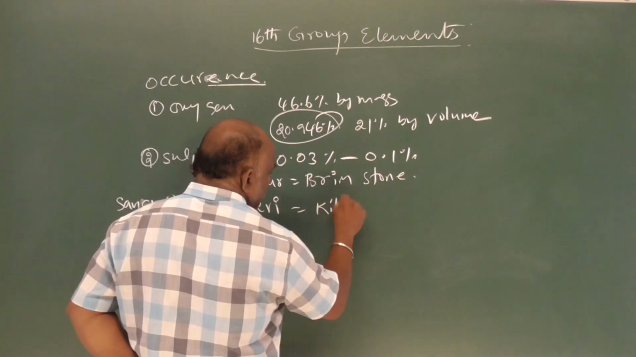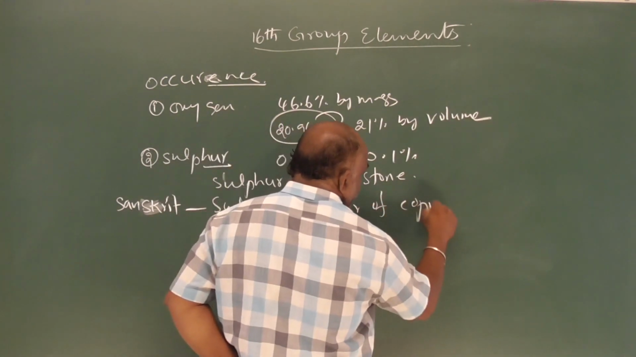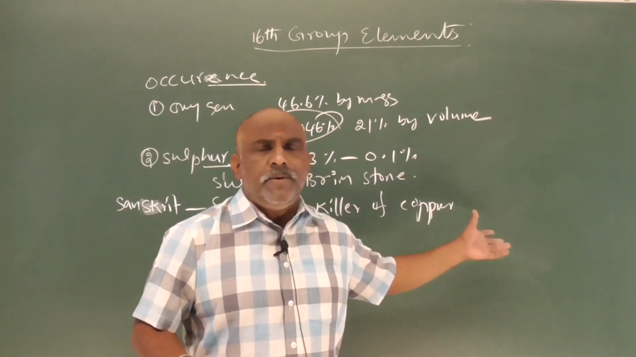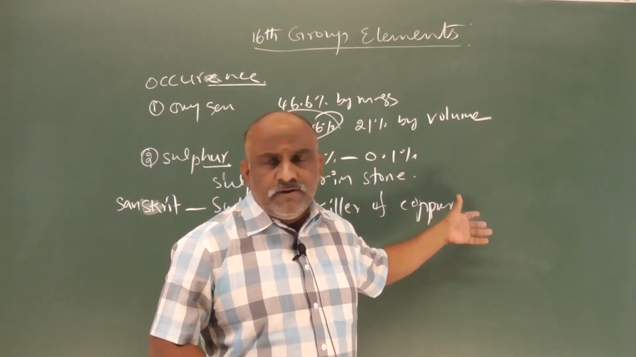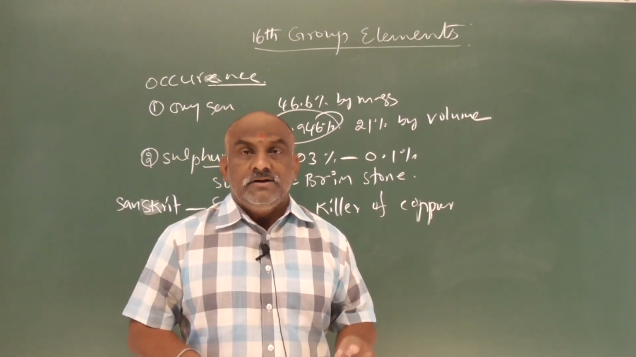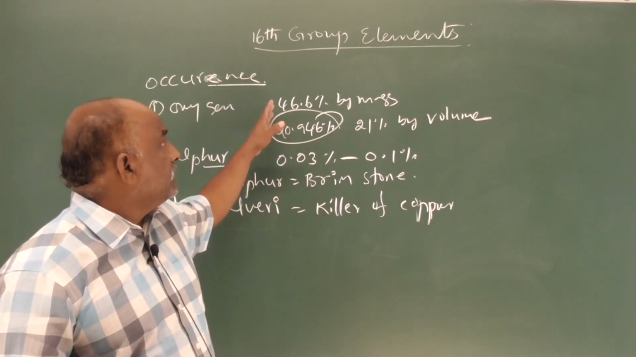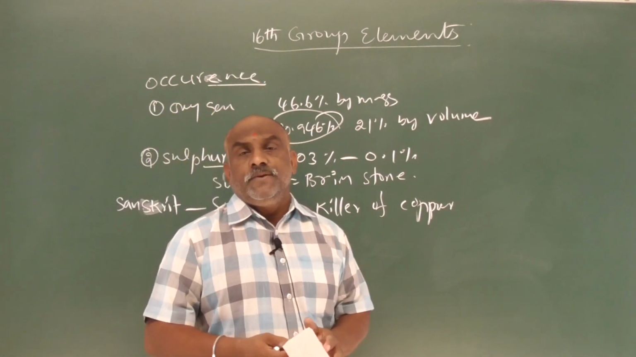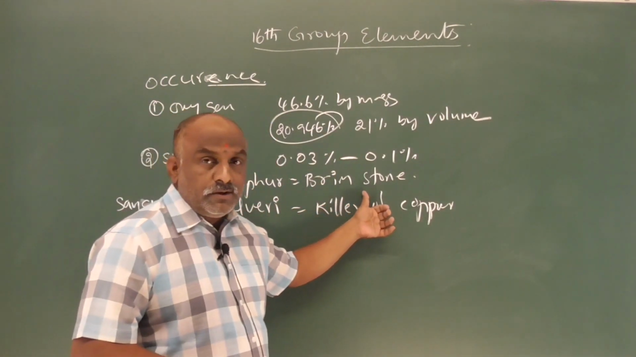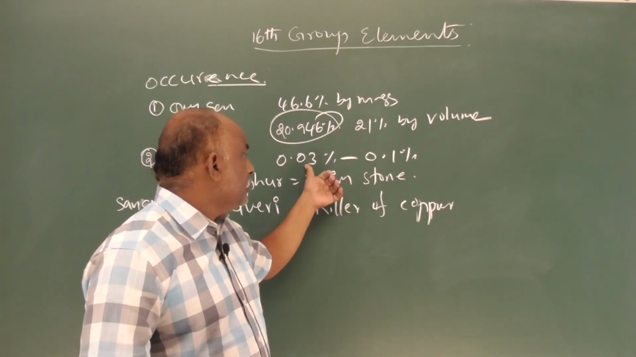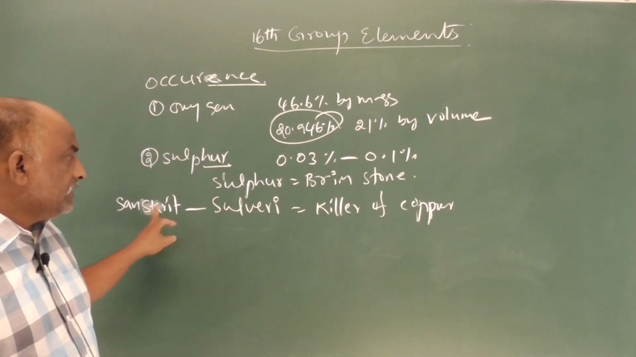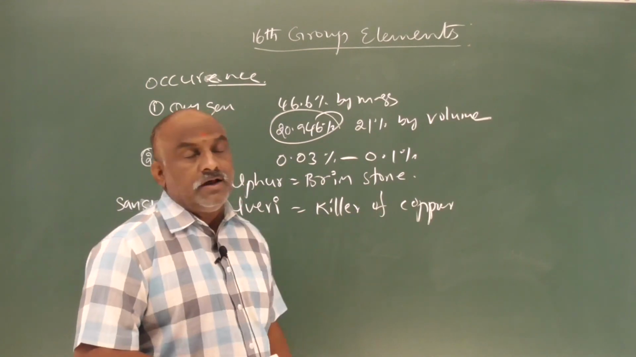Salveri means killer of copper. I already said these are also called chalcogens, meaning copper ores. Copper does not exist in elementary form; it exists as sulfides, sulfates, oxides and so on. Due to that reason, these group 16 elements are ore forming elements. In the earth crust, sulfur in elementary form is available at 0.03% to 0.1%. The name sulfur comes from Sanskrit, where salveri means killer of copper.